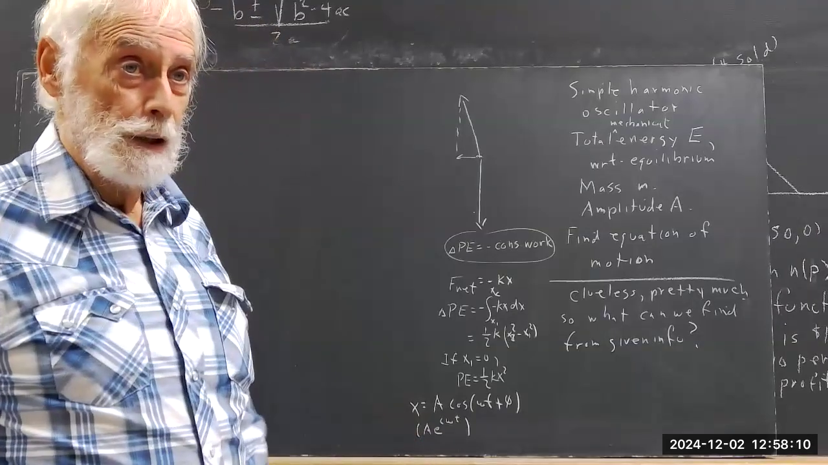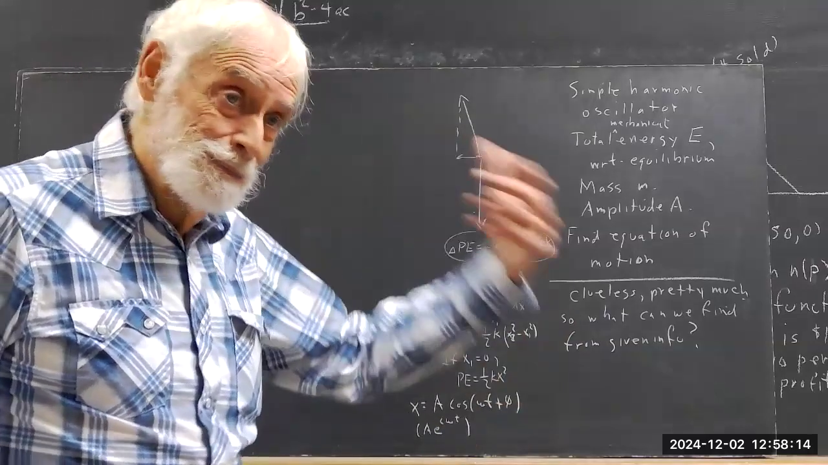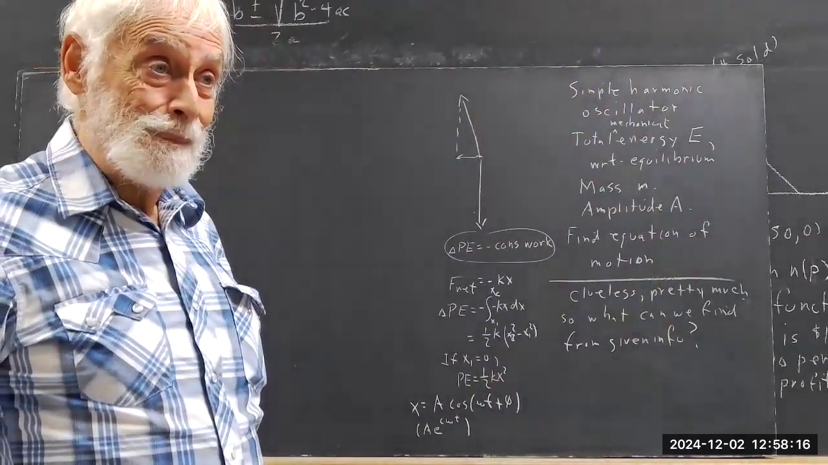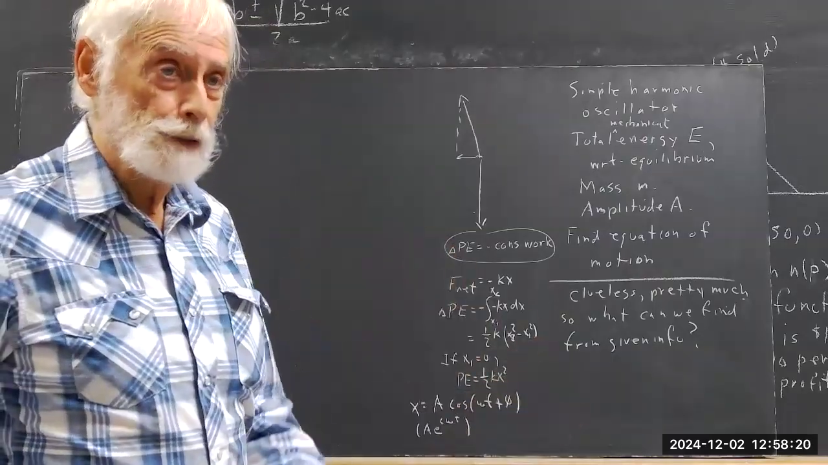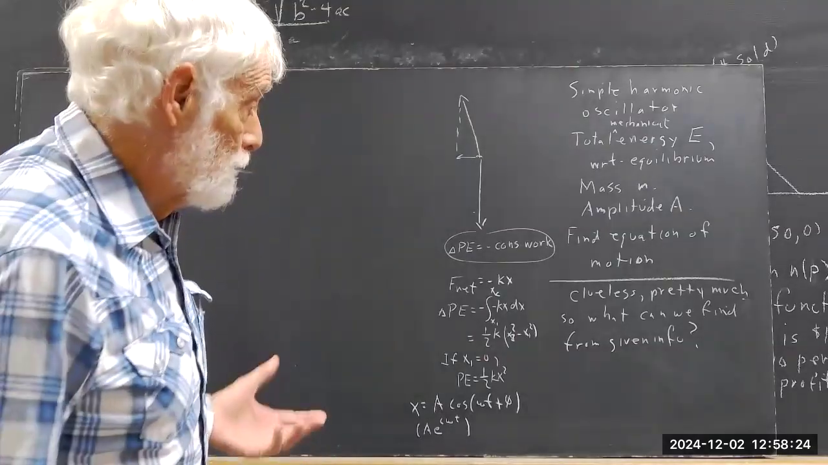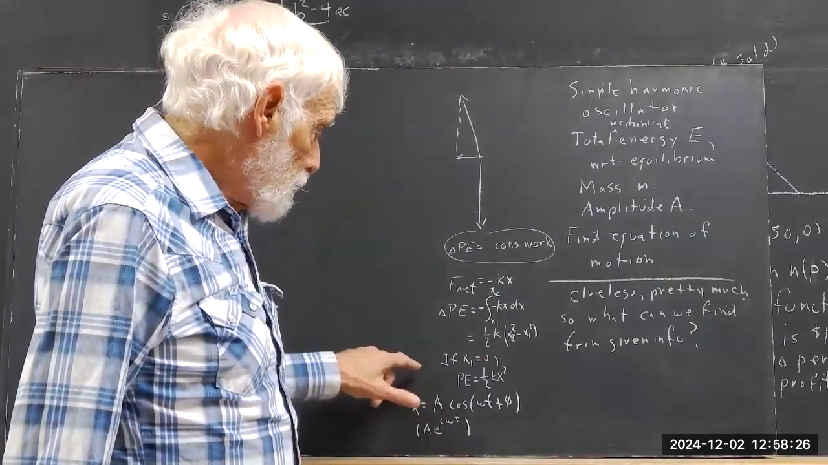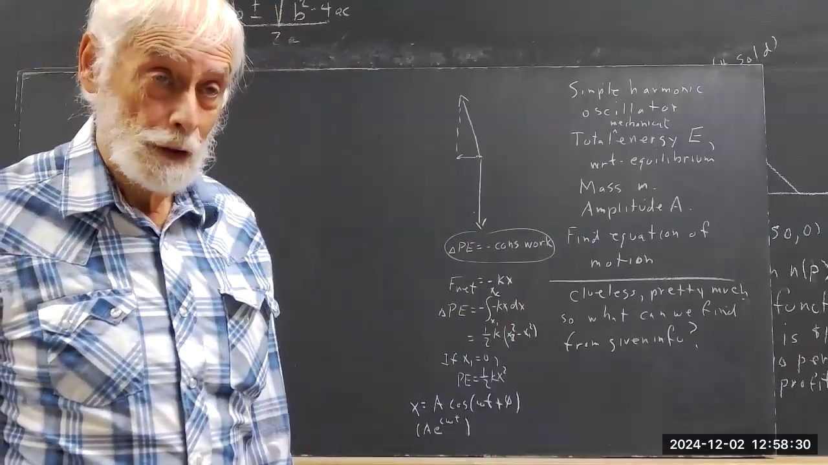E to the I omega t is more general: cosine omega t plus I sine omega t, where the coefficients of the two things can be complex. We combine them into sines and cosines. So it's worth thinking about.